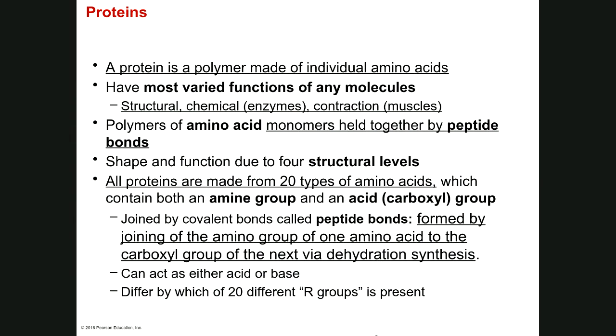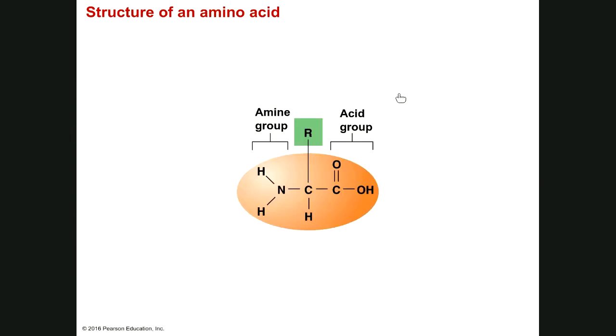So let's look at a picture of this. Really important to know. Definitely want to know this structure. I'm sure there'll be a question somehow about this. So this is the basic structure of an amino acid. Remember, the amino acids are the monomers or the building blocks of the larger proteins. So you're going to have a centrally located carbon.